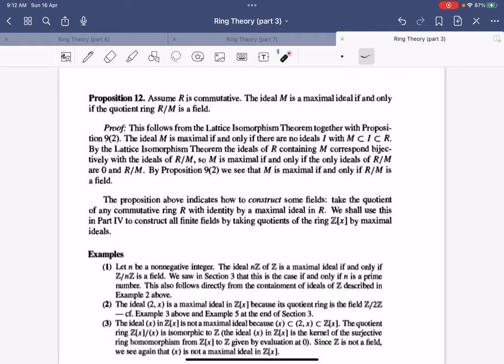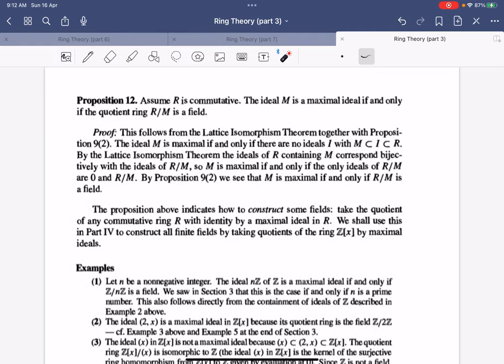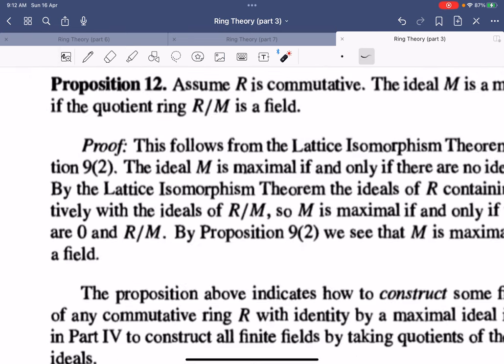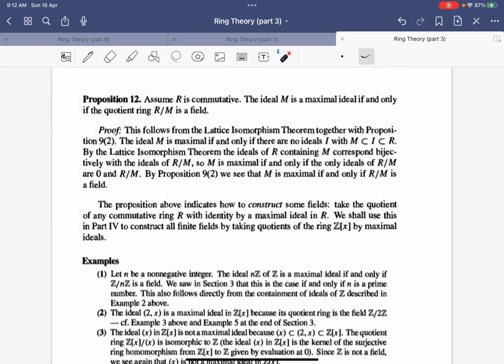And now what we can say is that if R is commutative, then an ideal M is maximal if and only if the quotient is a field. And a quotient is a field if and only if the only ideals in this quotient, R over M, are 0 and the whole ring.